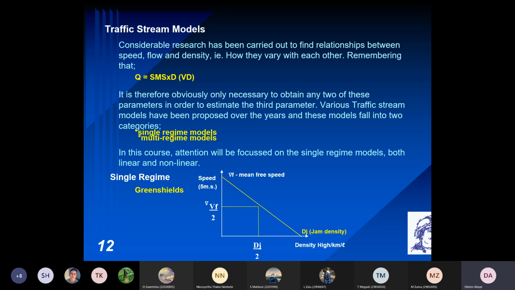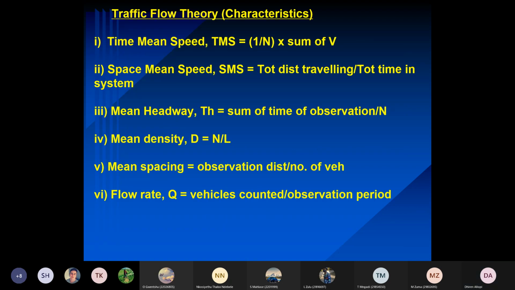So we highlighted that, and then we moved on to the basic formulae. And I trust that you all are now familiar with that. Otherwise, you wouldn't be able to answer a question based on this. So you should know the formula now for time mean speed, which is the sum of your speeds divided by your number of observations, number of vehicles. The space mean speed, that's over a distance, so it's the total distance traveled over the total time in the system. Your mean headway, the mean density, and the mean spacing. Note the formula: mean headway, sum of your time of observation divided by the number of vehicles; mean density, the number of vehicles divided by the length of the test section.